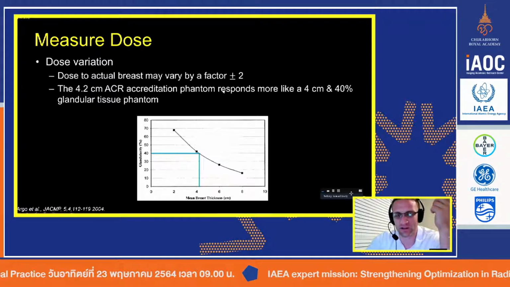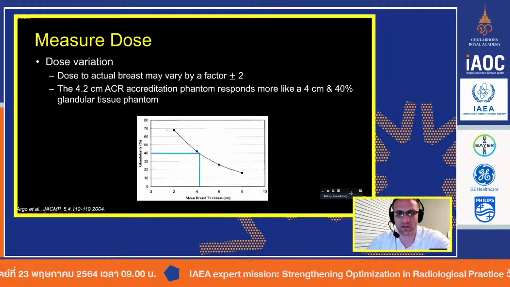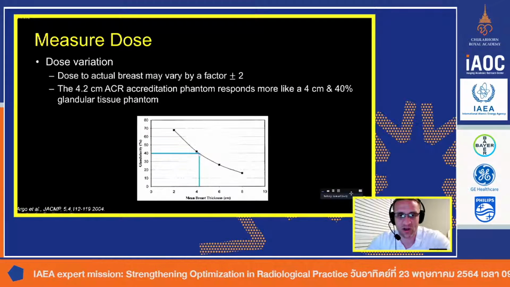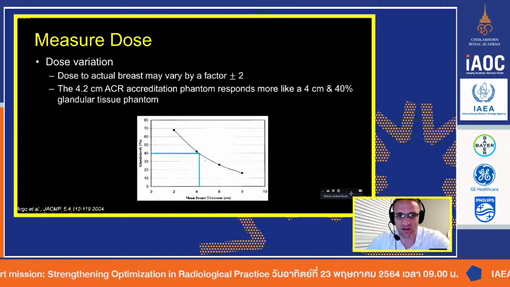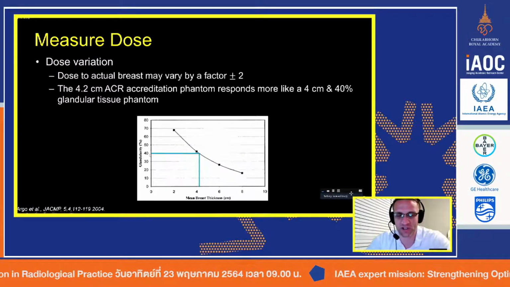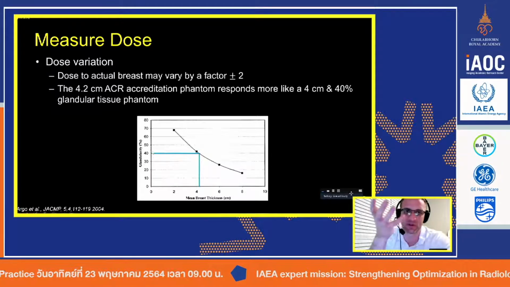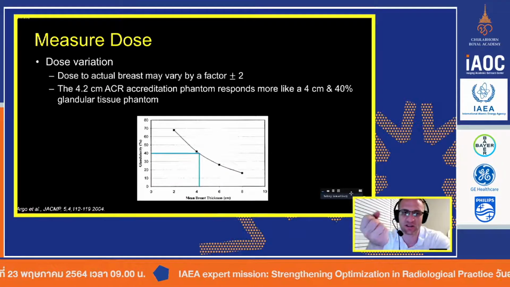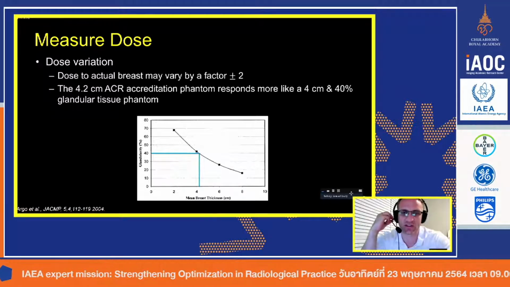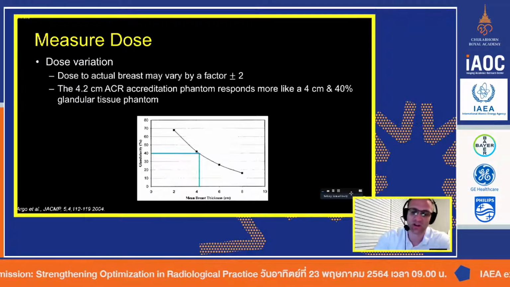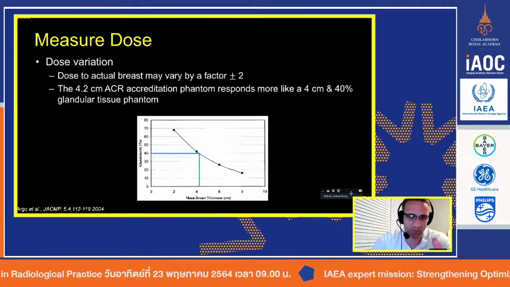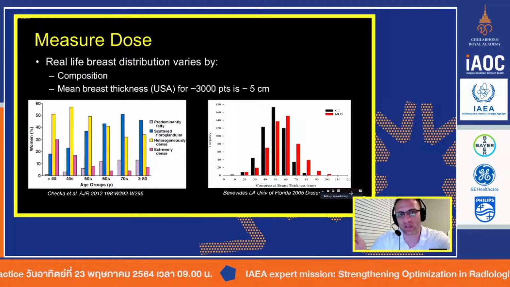Now, that ACR phantom that we use is pretty standard internationally: the IAEA, here in the US, of course, and in Europe, they have theirs too. But if you look at that 4.2 centimeter breast and compare it to the patient population out there, a 4.2 centimeter breast actually only represents about 40% glandularity. So the phantom itself mimics 50, but the patient population for a 4.2 centimeter breast is on average only 40% glandularity. So you see an example here of where the standard breast model doesn't actually match up with reality. So what is reality?